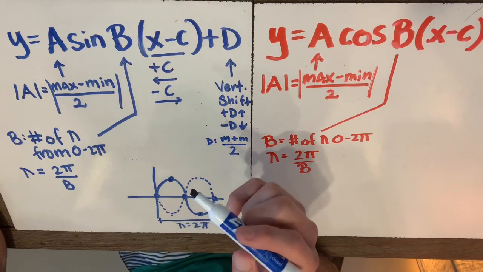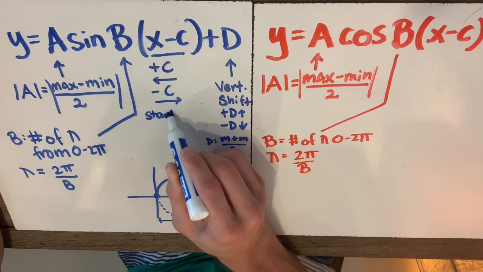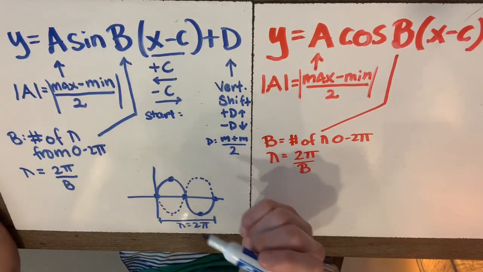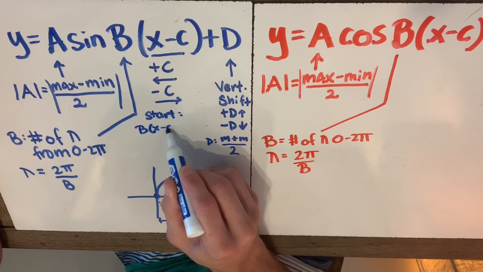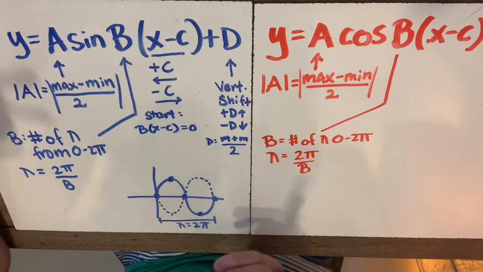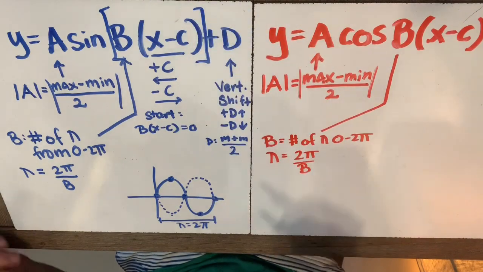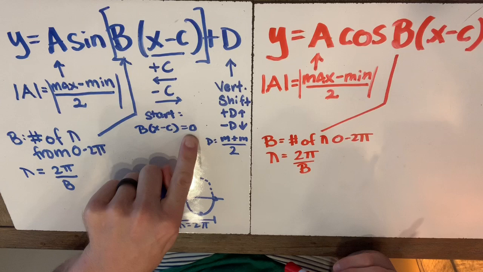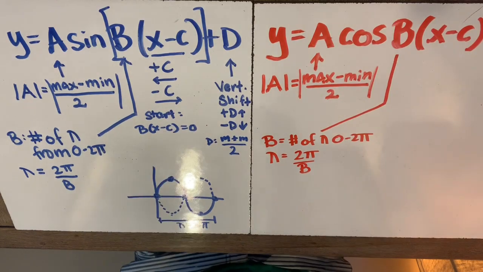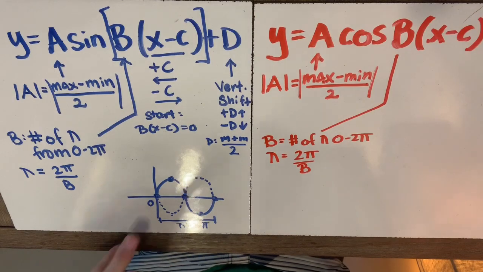If I'm thinking about start and stop, the start of this sine function will be where b times x minus c equals 0. In other words, I take whatever's in this huge parentheses, whatever's there, and I set it equal to 0. And that tells me where to start this function. How do I know that? Because the parent function starts at 0.